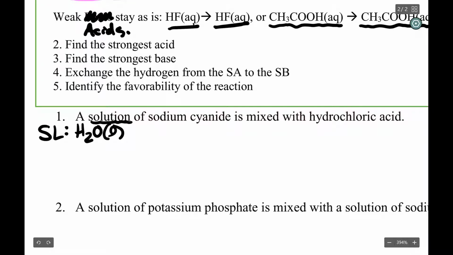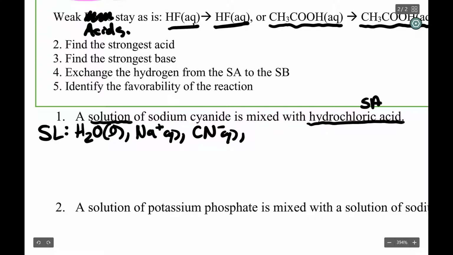And then it says sodium cyanide. Sodium is soluble with absolutely everything. So aqueous, CN- aqueous. And then I have hydrochloric acid. Now hydrochloric acid is a strong acid, so I need to write it as H3O+ aqueous, and then its conjugate base Cl-. Okay, so there's step one.